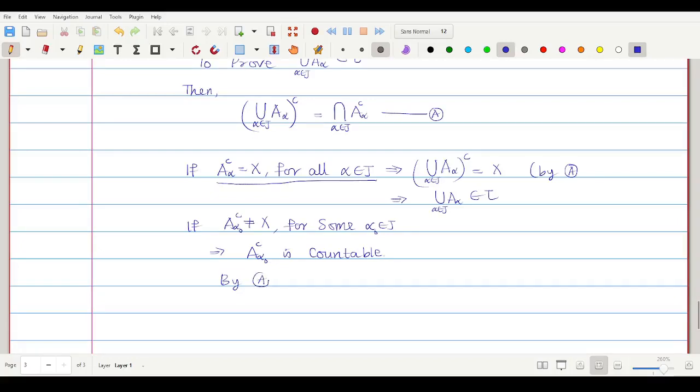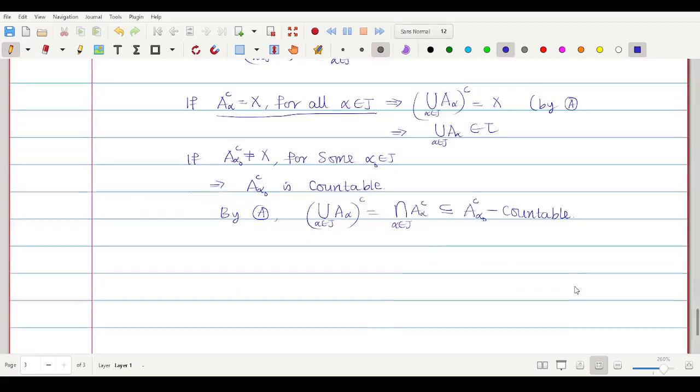Then what we are having is the union of all A alpha, alpha belongs to J, its complement, which is equal to the intersection of alpha belongs to J, A alpha complement, which is a subset of, I may write this as, A alpha-not complement. Because this is a large intersection, and among them one particular intersection is countable. Okay, countable.